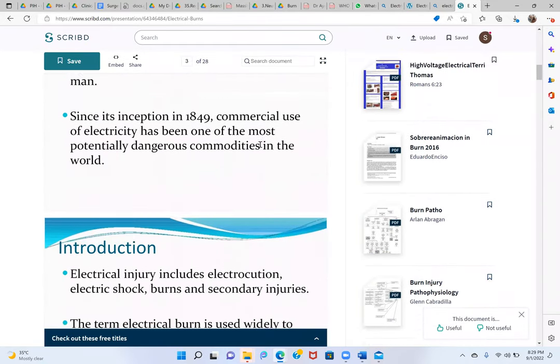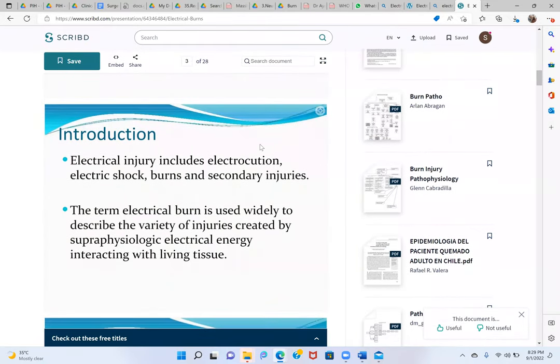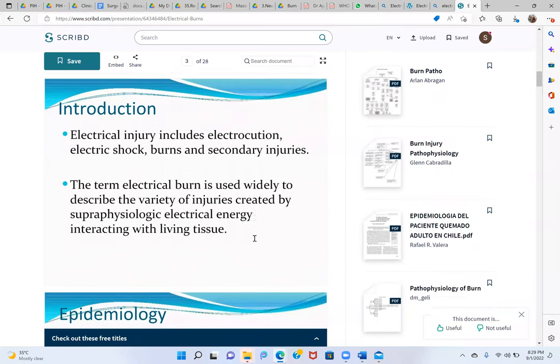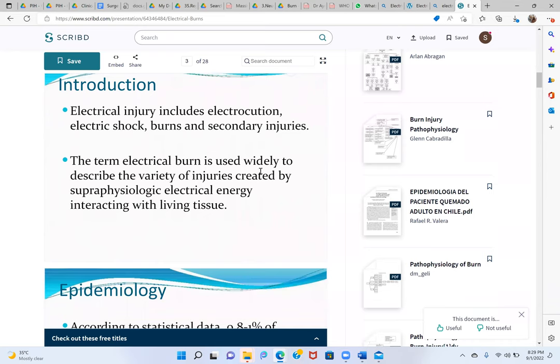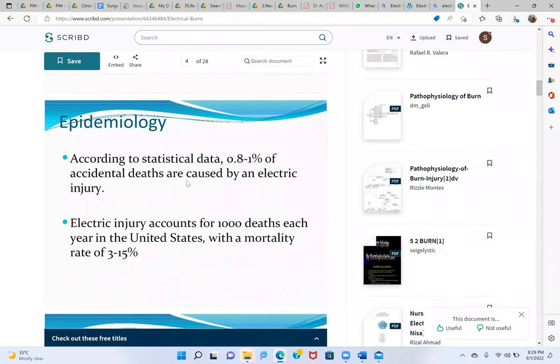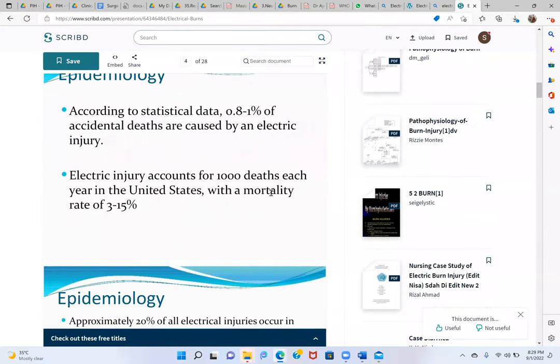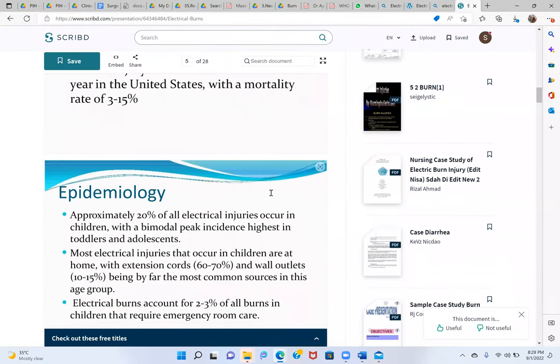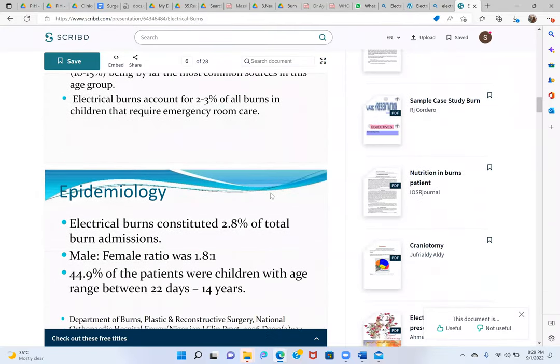Burn injuries. Electrical injury includes electrocution, electric shock, burns, and secondary injuries. Electric burn is used widely to describe the variety of injuries created by supraphysiological electrical energy interacting with living tissue. According to statistics, 0.8 to 1% of accidental deaths are caused by electrical injury. These are some data about it. What will be the main problem?